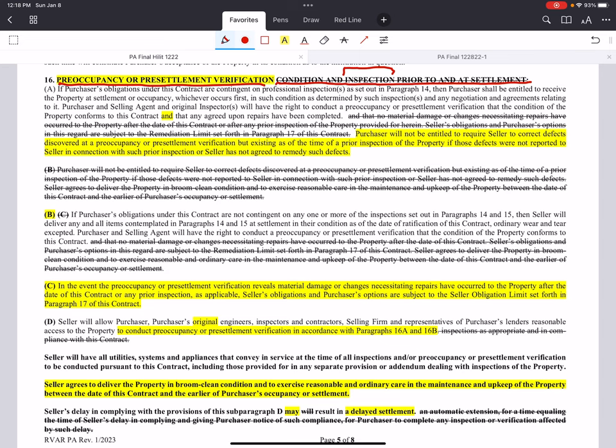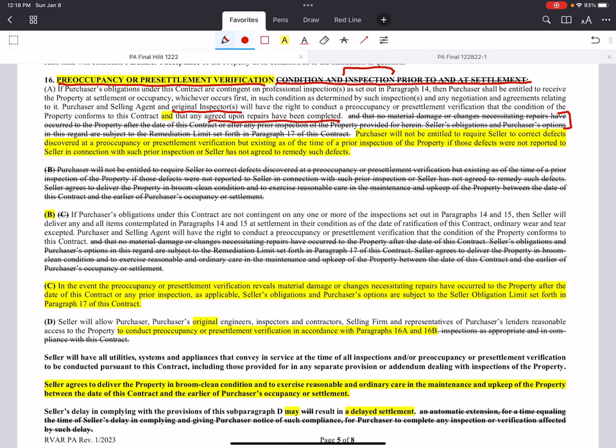Now remember that paragraph 16A contemplates the purchaser having had professional inspections, and so the purpose of 16A is to allow for the purchaser to come back and verify that the work that the seller had agreed to have completed has been completed, and remember the purchaser can bring back their original inspections to this verification. Now you'll see here that we didn't totally get rid of it.